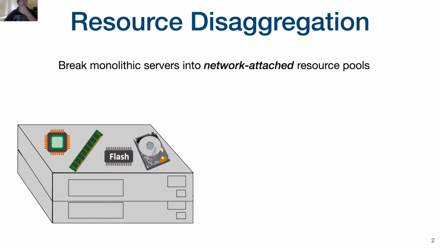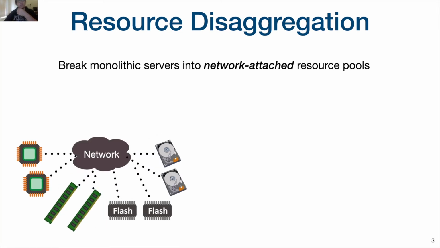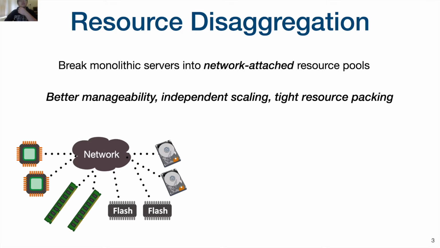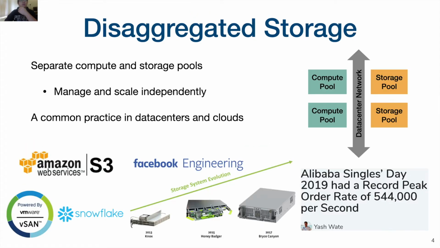A recent trend called resource disaggregation breaks monolithic servers into network-attached resource pools. It offers better manageability, enables independent scaling, and tight resource packing, and therefore has attracted more attention and adoption in academia and the industry. Notably, disaggregated storage, which separates compute and storage pools, has been a common practice in current data centers and clouds like AWS, Facebook, and Snowflake.